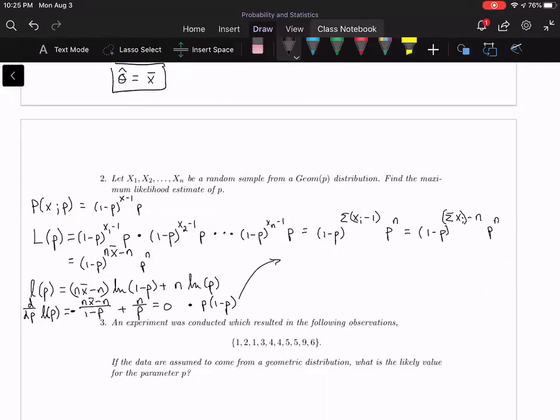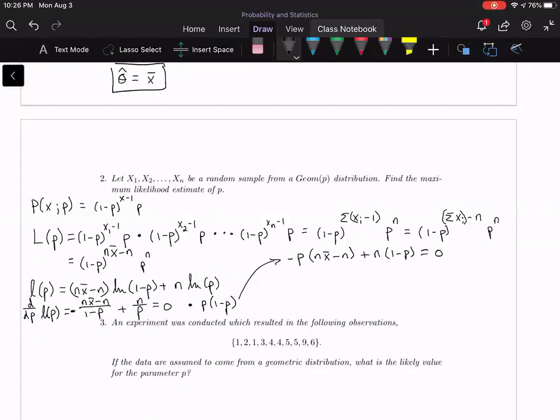So when I multiply the first fraction by p(1 minus p), the 1 minus p's cancel. And so I've got negative p times n x bar minus n, plus, when I multiply n over p by p(1 minus p), the p's cancel, and I have n times (1 minus p). And when I multiply 0 by p times (1 minus p), that's still 0. And so it's now over here where I want to manipulate in order to solve for p.